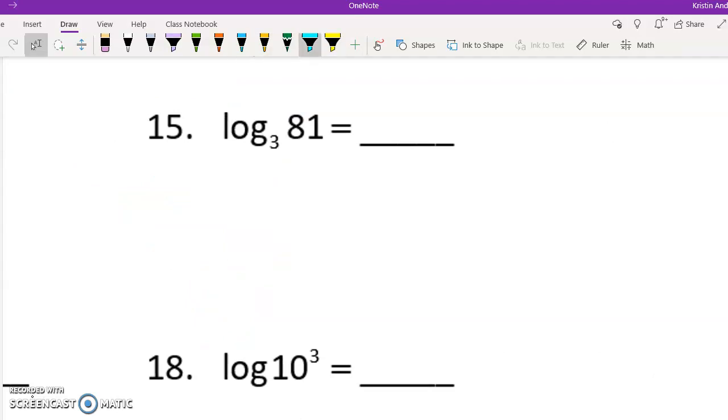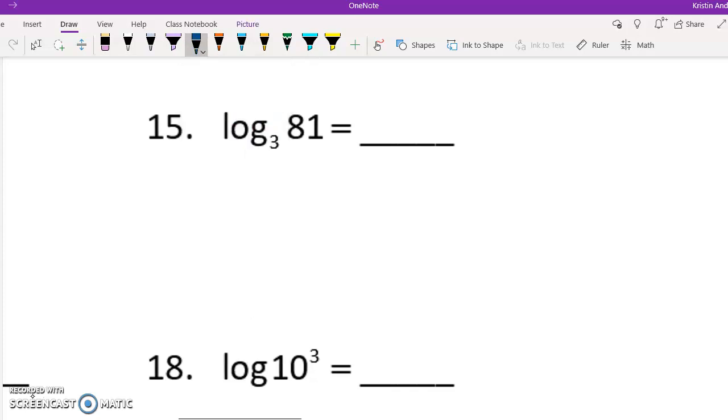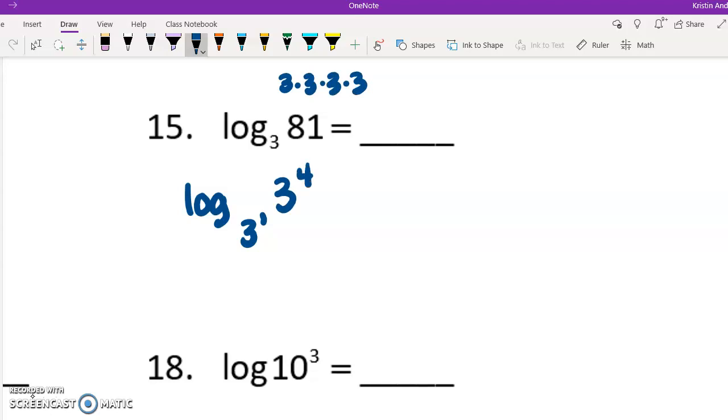All right, 15. Can 3 and 81 be written as the same base? Yes. We have 3 to the first, and then 81 is 9 times 9, so it's 3 times 3 times 3 times 3, or 3 to the 4th power. So if you were to do the shortcut, that would just be 4 divided by 1, which is 4.